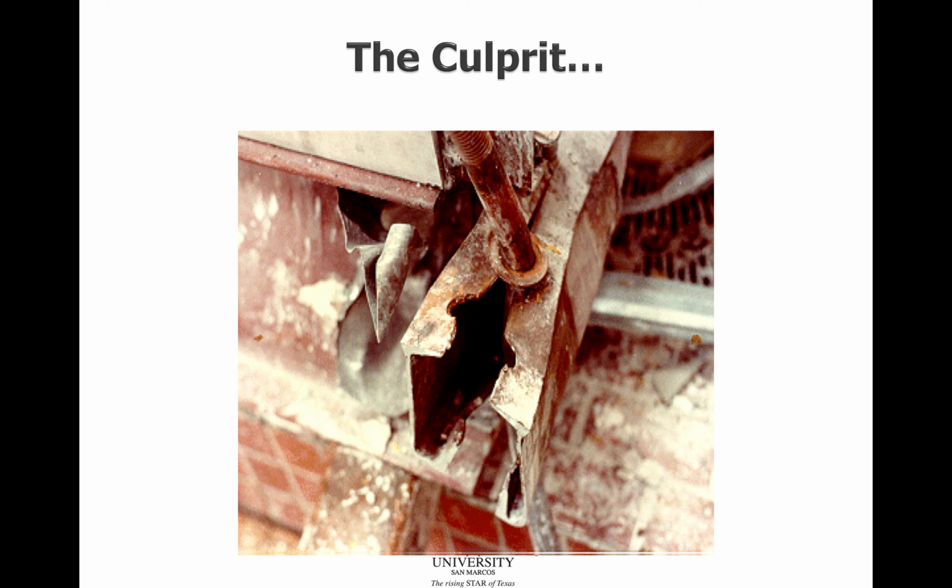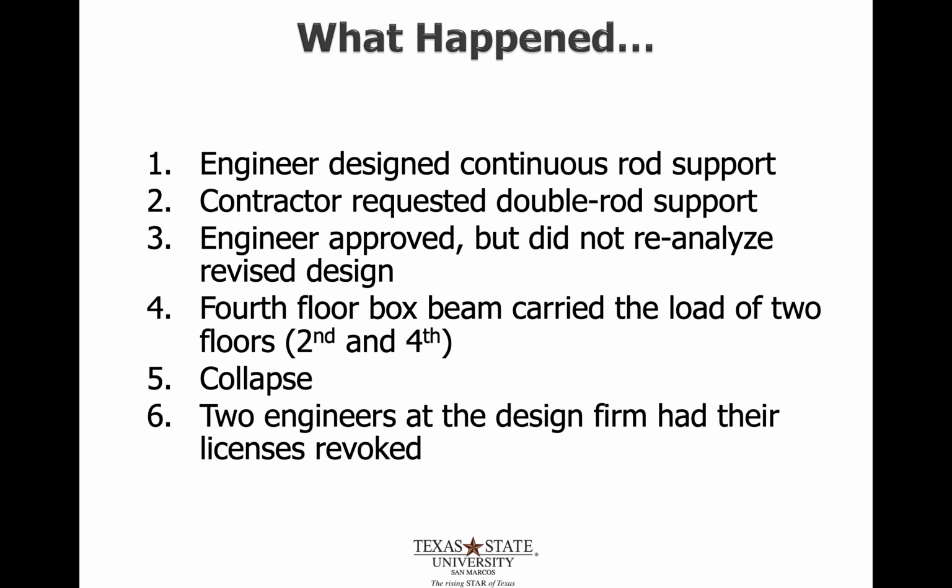You could see in the wreckage that these suspension rods just pulled directly through that C channel, two double C channels. So ultimately, what happened? A summary: the engineer designed the continuous rod support. The contractor requested the double rod support. Then the engineer approved but did not reanalyze the revised design. So then the fourth floor box beam carried the load, ultimately carrying the load of all of the floors above it. And then ultimately there was a collapse.